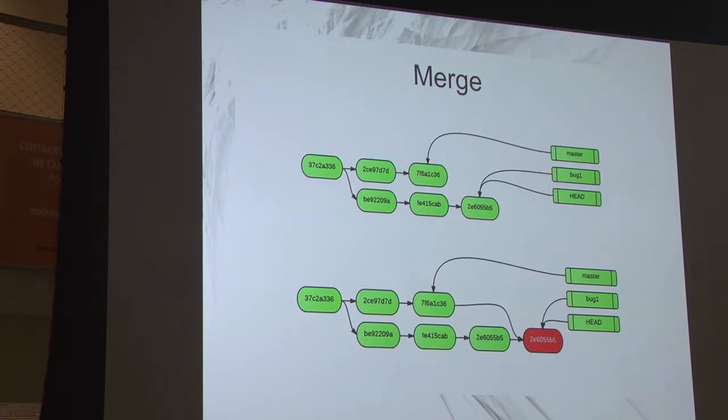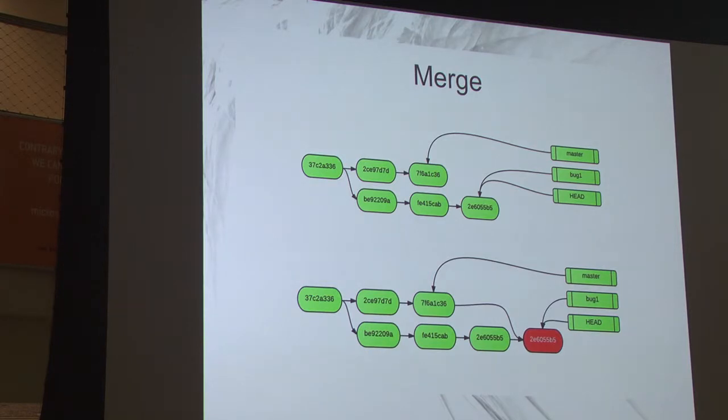In a merge, this graph up at the top is what we started with. I have master and I have bug 1. I want to get master's changes into bug 1. So I check out bug 1. I'm going to be writing to bug 1. Everything happens on head, my current directory, so I need to check out bug 1 first. That's where head is. So what I do is I run a command, git merge master.